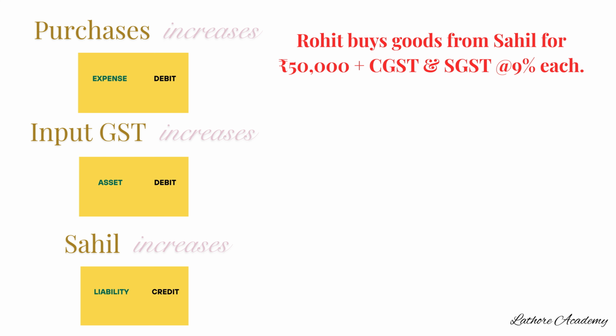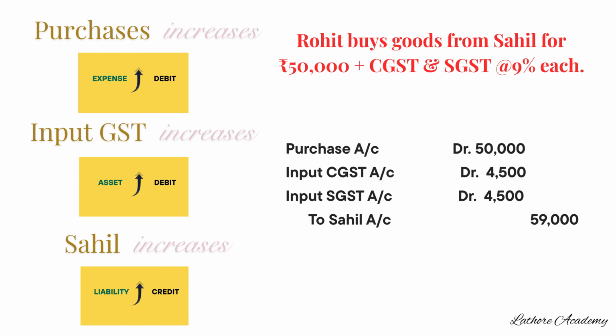The total will be 59,000. So the journal entry will be purchase account debit 50,000, input CGST account debit 4,500, input SGST account debit 4,500 and to Sahil account 59,000. So here purchase and expenditure increasing, we have to debit. Input CGST and SGST are assets, we have to debit when they are increasing. And Sahil account, the supplier, we have to credit, we have to pay the total bill value including GST.